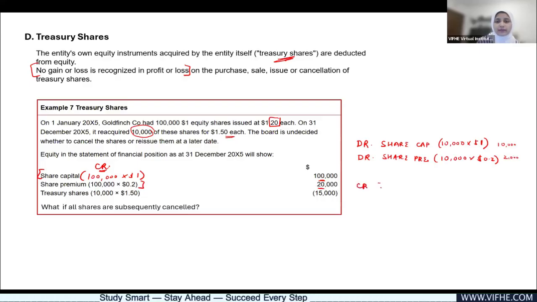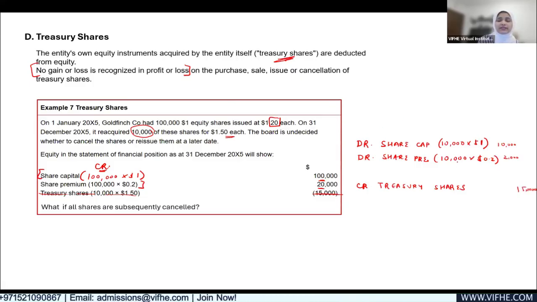The treasury shares I'm cancelling. The nature of treasury shares, I said, is debit. It was debit in nature. But if I'm cancelling, if I have to remove this from my books, it should not show in my balance sheet now. It should get removed. So it was debit in nature. If I credit it, it will get removed. So I'm going to credit 15,000.